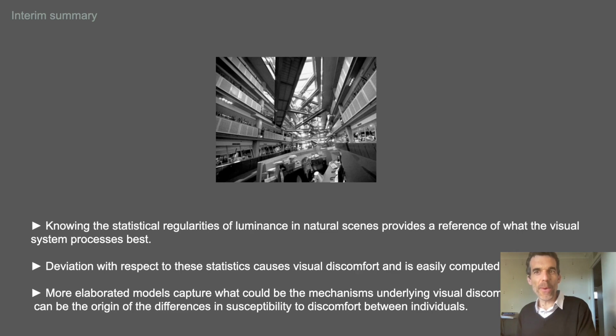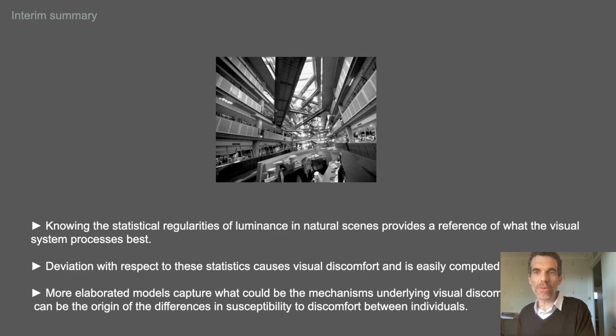As an interim summary, we have seen that knowing the statistical regularities of luminance in natural scenes provides a reference of what the visual system processes best. We have seen that deviation with respect to this statistic causes visual discomfort, and that these deviations can be easily computed. More elaborate models capture what could be the mechanism underlying visual discomfort and what can be the origin of the differences in susceptibility to discomfort between individuals.